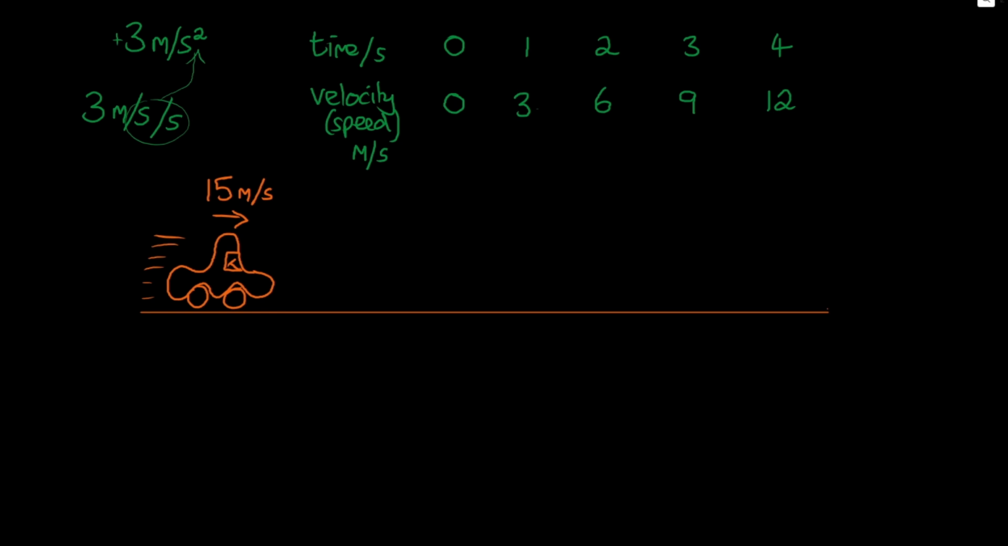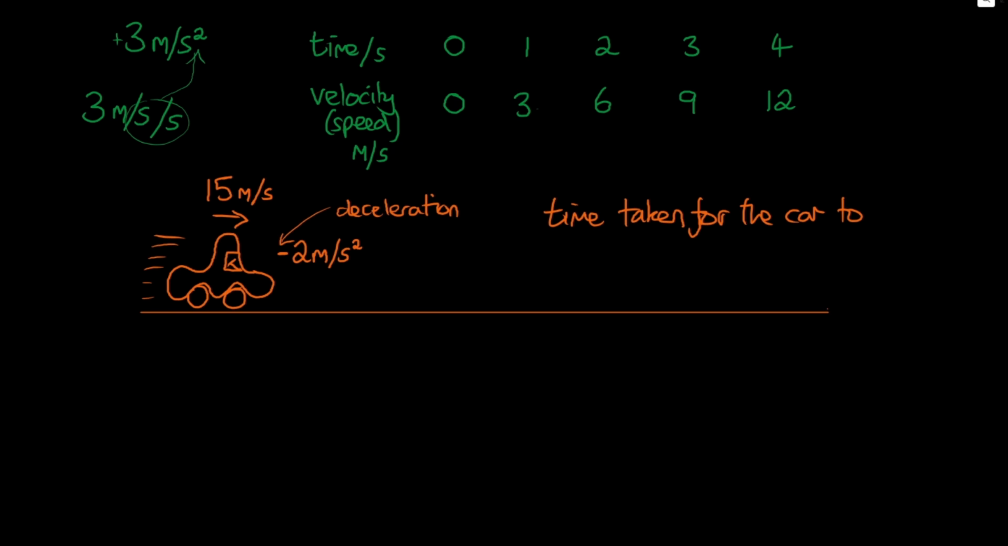It's going to decelerate, and it's going to decelerate at a rate of 2 meters per second every second. So we say it's a deceleration of 2 meters per second squared, or let's call it an acceleration of minus 2 meters per second squared. So that minus sign tells us it's a deceleration, but we're going to treat it like it's an acceleration but negative. And let's say we want to know what is the time taken for the car to stop, for the car to come to rest.